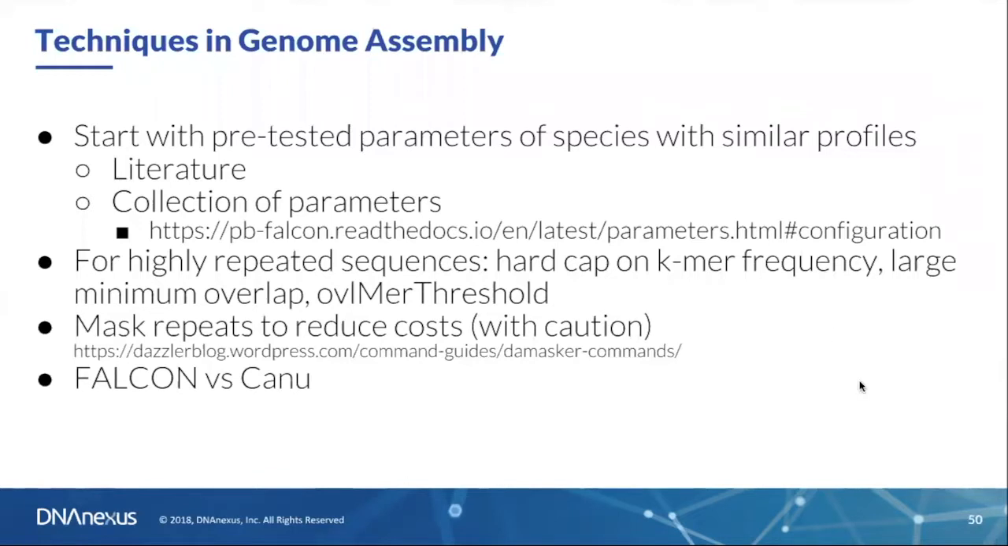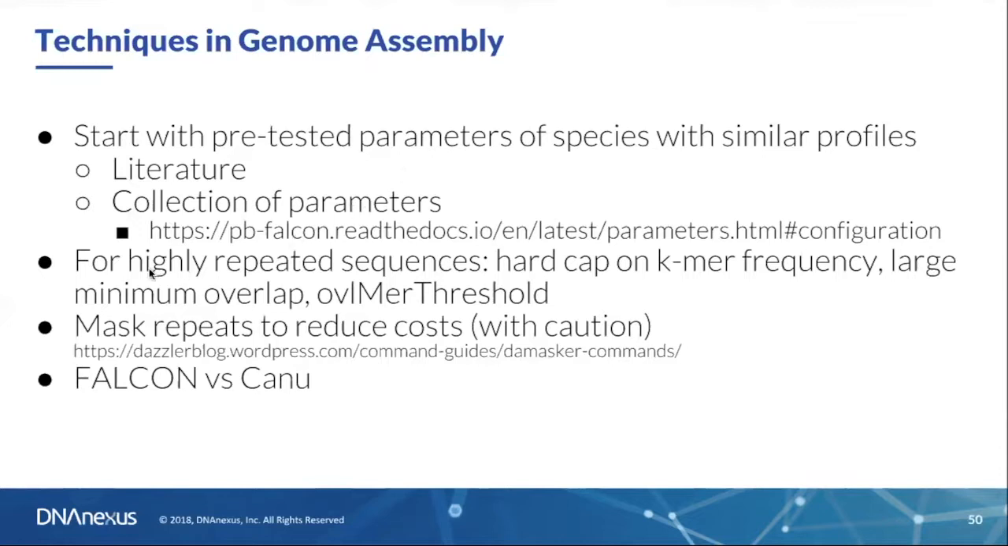First of all, when you start, I recommend that you start with the parameters from a species that's similar to your species. In the case of FALCON, you can find those parameters from the literature or from the collection of parameter sets released by the PacBio company. In the case of Canu, it's going to try to choose those parameters for you, so you don't have to worry about it. But that's not always true.